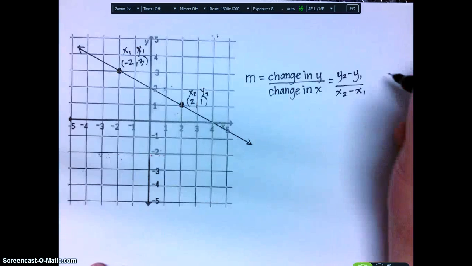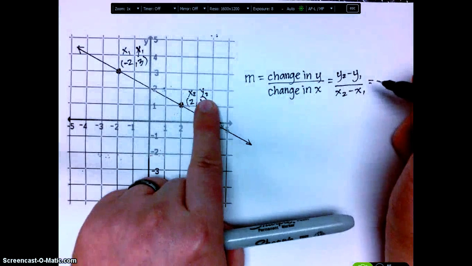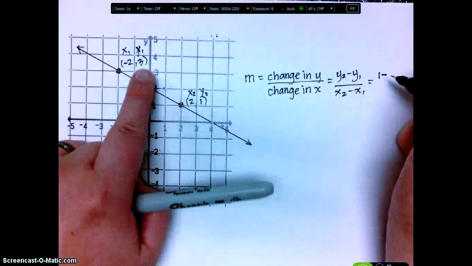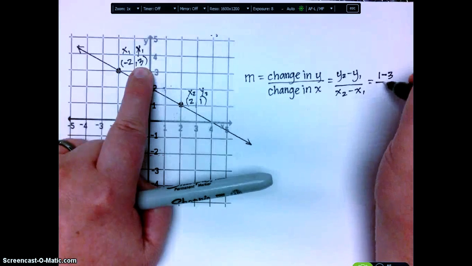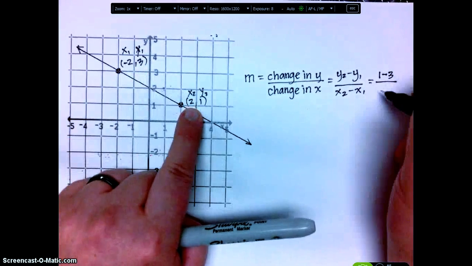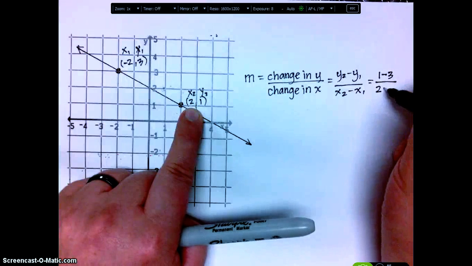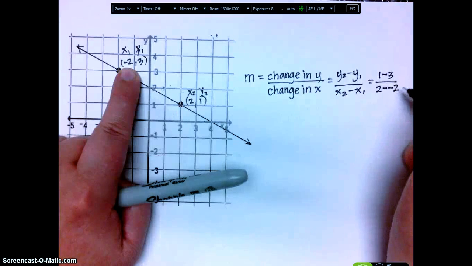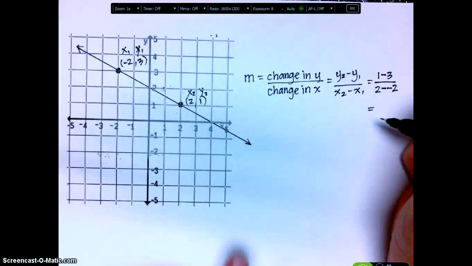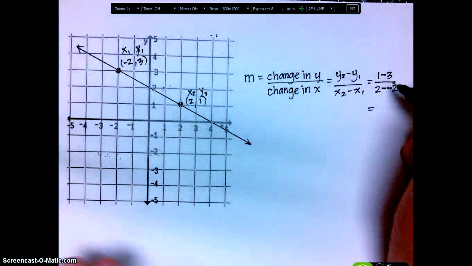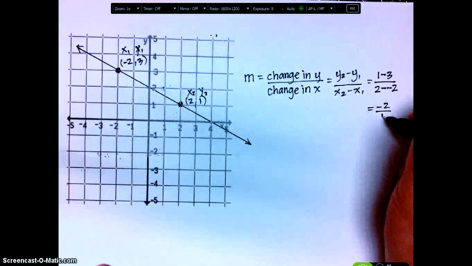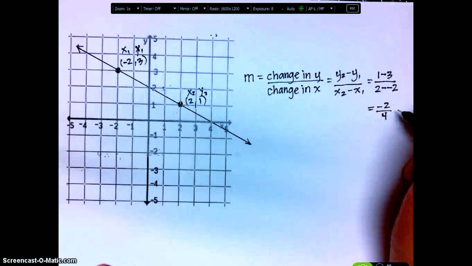All right. My y2, as you can see, is 1. And I'm going to subtract my y1, which is 3. 1 minus 3. On the bottom, I'm going to go back again. My x2 is the number 2. And I'm going to subtract my x1 value, which is -2. All right? I know from all my lessons of adding and subtracting negative numbers, 1 minus 3 is -2. 2 minus -2 is +4, and -2 divided by +4 is -1/2.